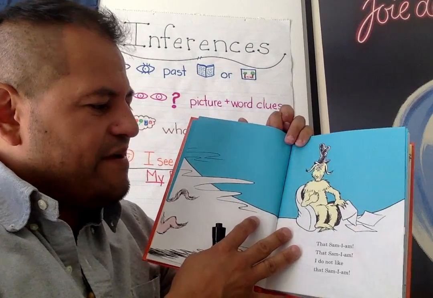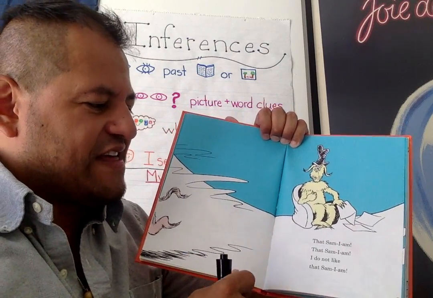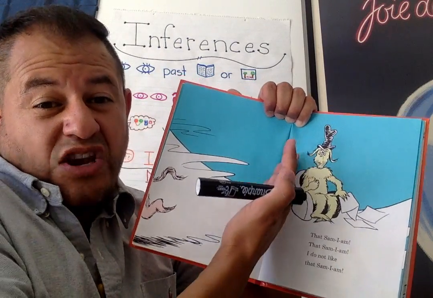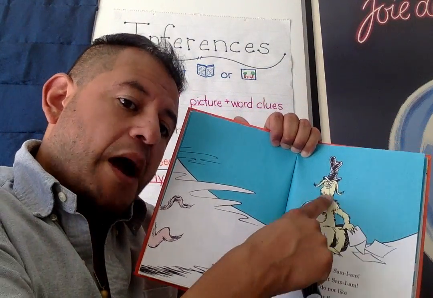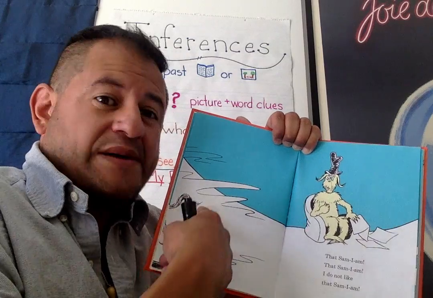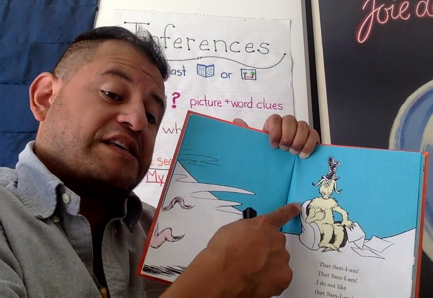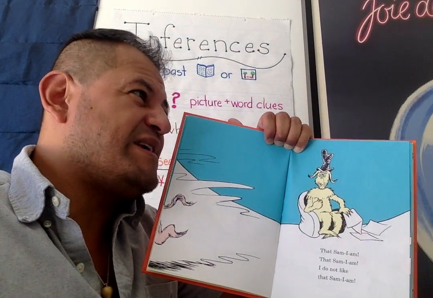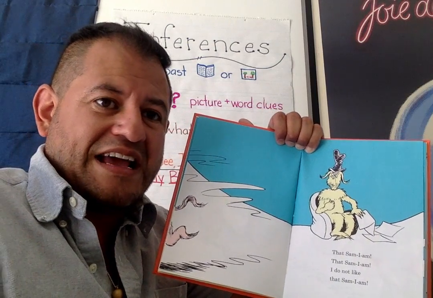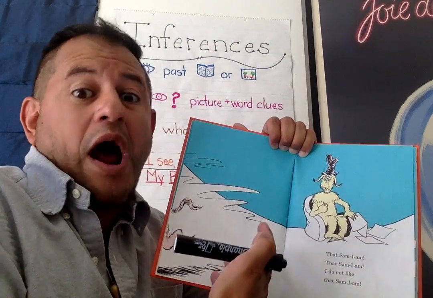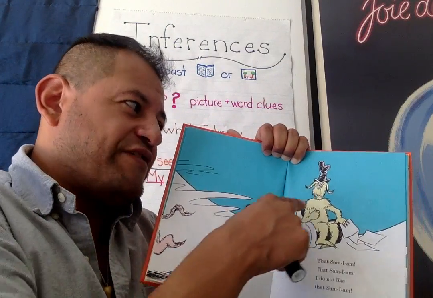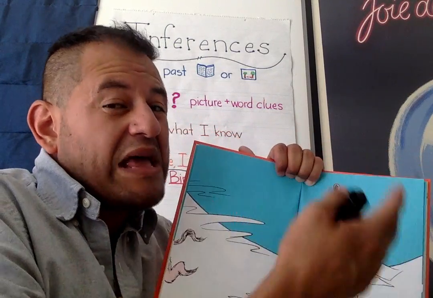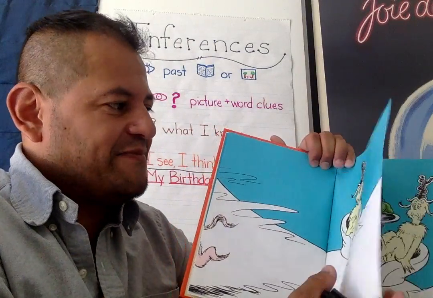That Sam I am, that Sam I am, I do not like that Sam I am. Well, I know the character doesn't like that Sam, but I don't know why. Maybe I'm thinking in the past that Sam I am was not being very kind or friendly to this person. Or maybe this character is kind of not wanting to be friends with this character. I don't know what happens, but I'm thinking if this person is looking very grumpy, maybe here's why. I'm making guesses.